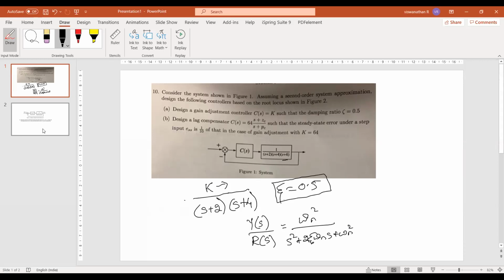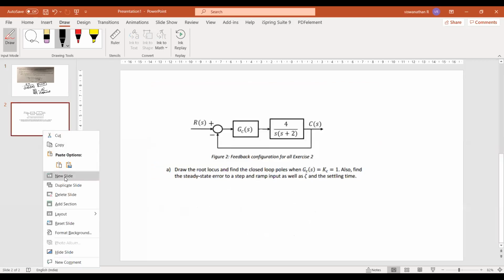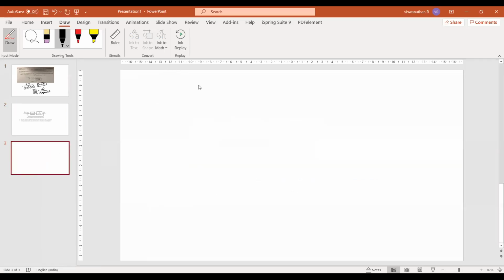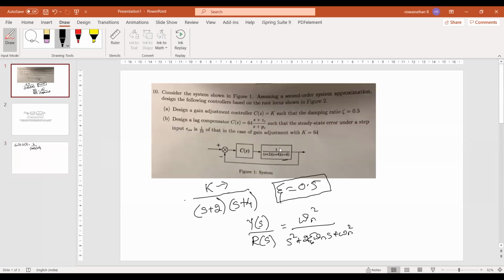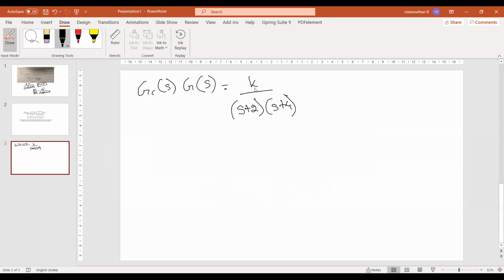So how do you bring that? So you have Gc(s) into G(s) is equal to k divided by s plus 2 into s plus 4. Okay, so you're leaving out this s plus 6 here, so you need a k. Okay, so for this you take the closed loop transfer function. So what do you get?